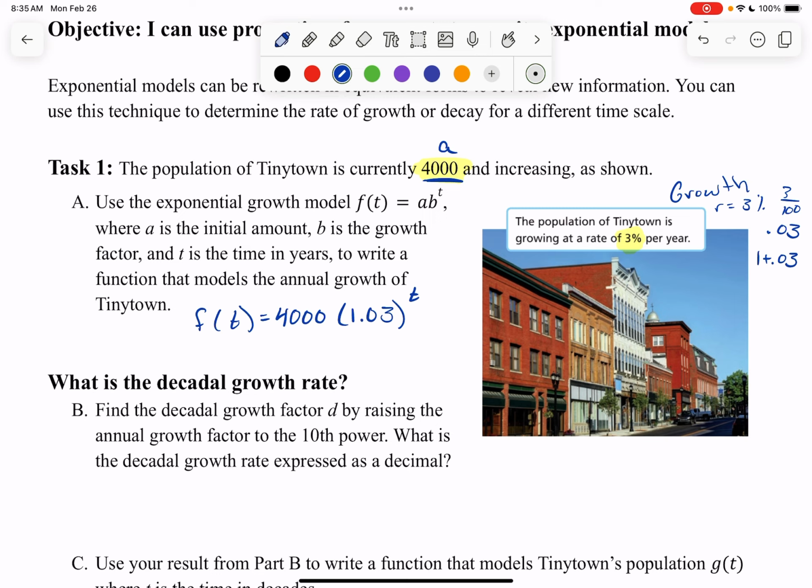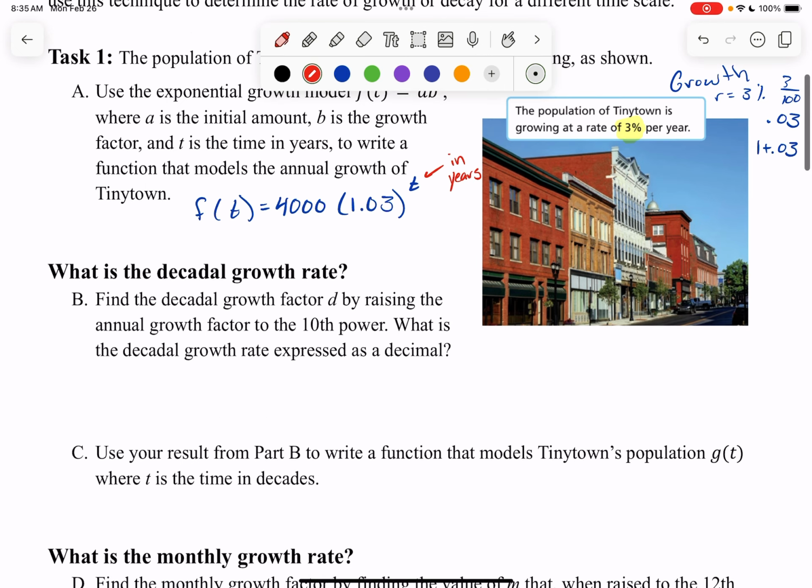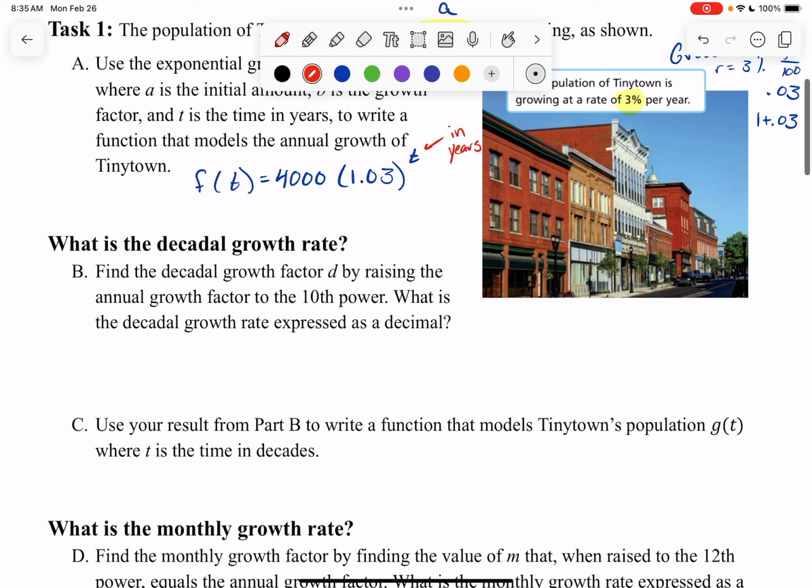Okay. So this is when t is per year. So here my t is in years. So if I want to know what's the population after 2 years, 3 years, 4 years, and so forth, I put in a 1, 2, 3. Okay. So next we want to take the same equation and we want to rewrite it. So then we get the decadal growth rate. This comes from the word decade, which a decade is 10 years.